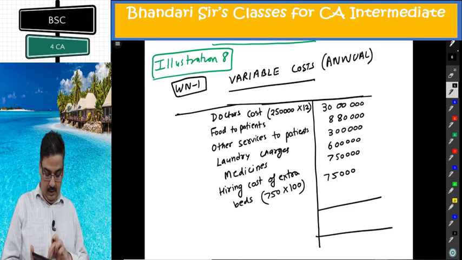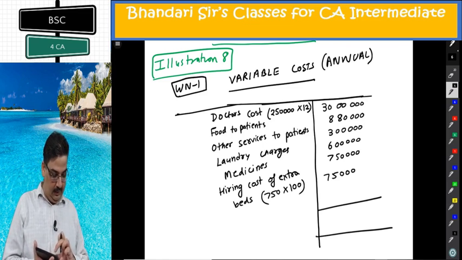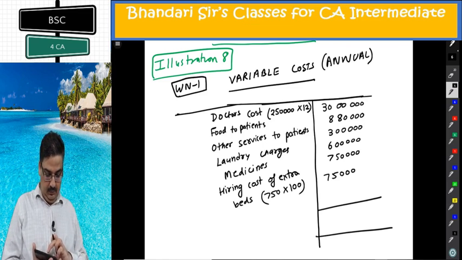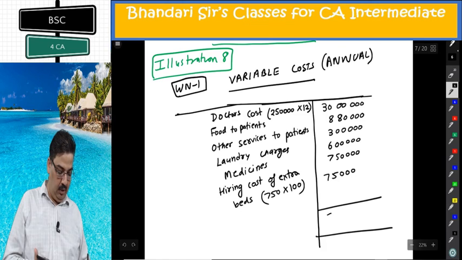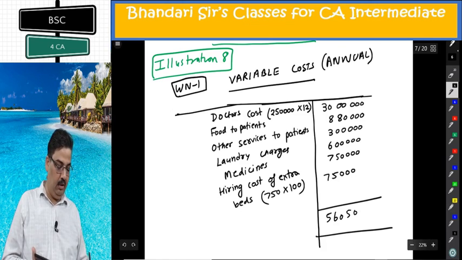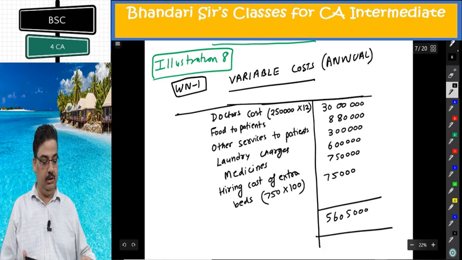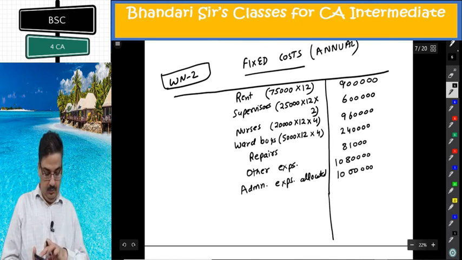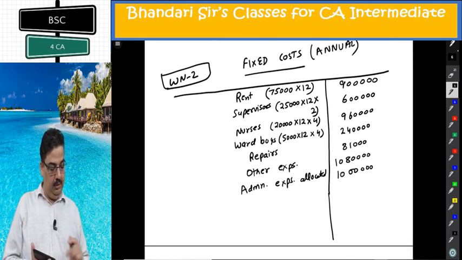30 lakh, 880, 3 lakh, 6 lakh, 750 and 75,000. 56 lakh 5,000. Variable cost total annual: 15, 9. 24 lakh 60,000.